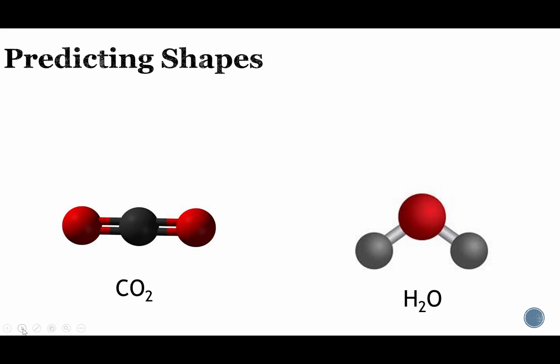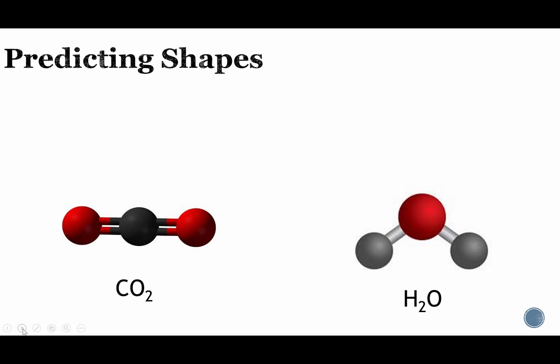Here I've got 2 molecules. What do they have in common? Well, both of these molecules have 3 different atoms. Carbon dioxide's got 2 oxygens and a carbon. Water's got 2 hydrogens and an oxygen. So all things considered, you would imagine that these 2 would be similar compounds. But when I look at them, they are not at all. This is realistically how they're depicted.